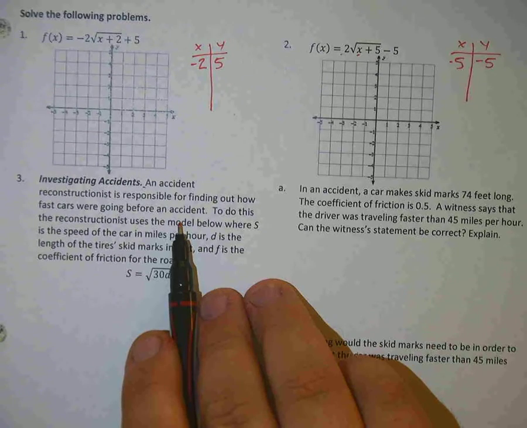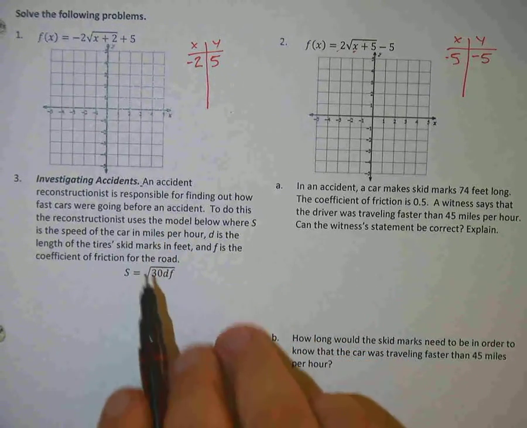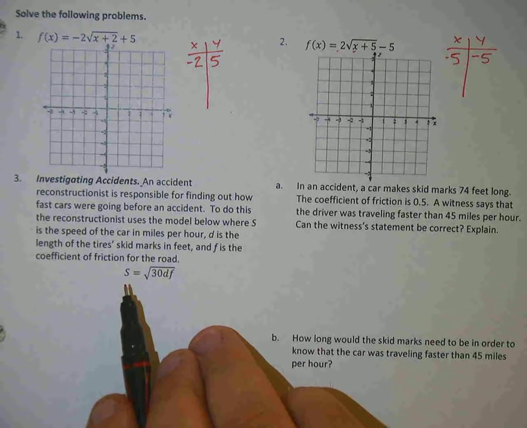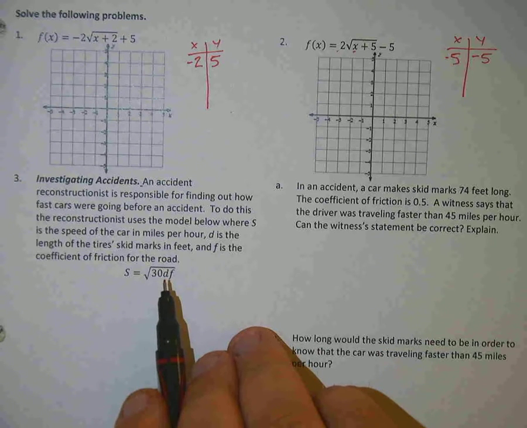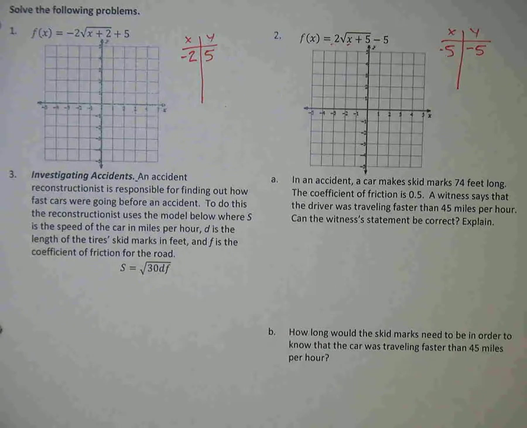The way they figure that out is they use the model below, where S is the speed of the cars in miles per hour, or of one car. D is the length of the tire's skid marks in feet, and F is the coefficient of friction for the road. I'm not going to say that it's the same all the time, but for most driving surfaces, it's pretty close to the same.